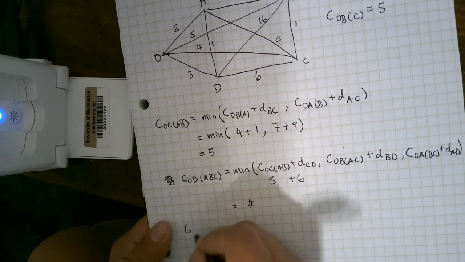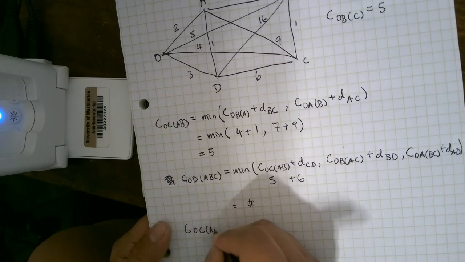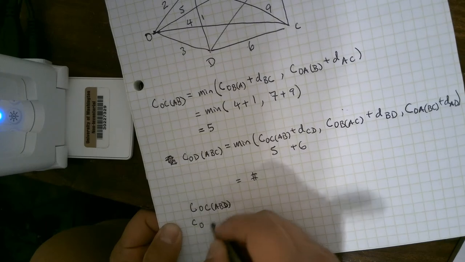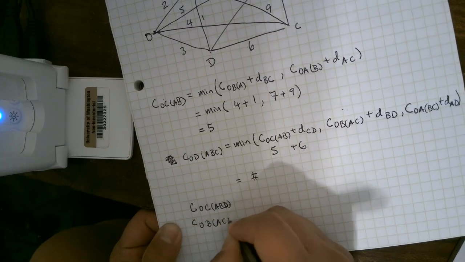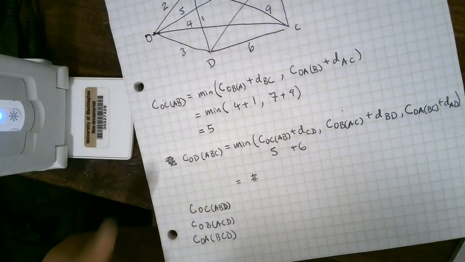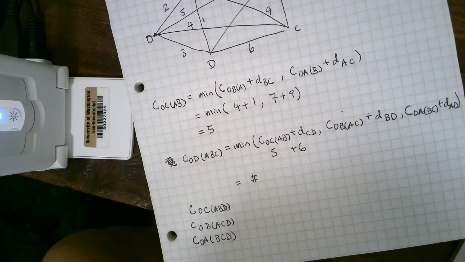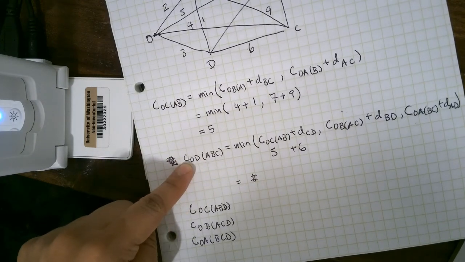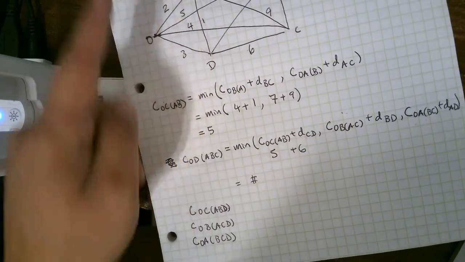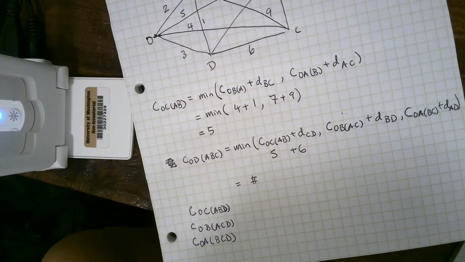We'll also have calculated costs from O to C, visiting A, B, D. We'll have calculated cost from O to B, also visiting A, C, D. And we'll have calculated cost from O to A, also visiting B, C, D. Now we're almost done. Now we just take one of these and go back to O. So we calculate the minimum of this path plus the distance from D to O, and this path plus the distance from C to O, this path plus the distance from B to O, and this path plus the distance from A to O. And whatever the minimum of those four things is, that's your final answer for your minimum traveling salesman path.